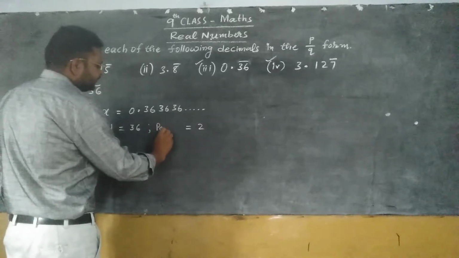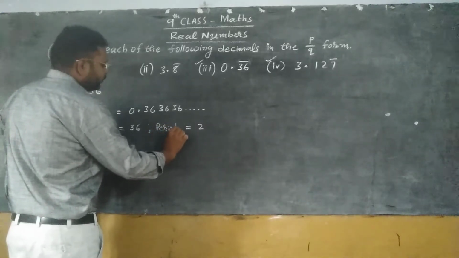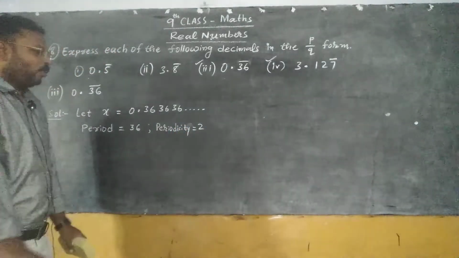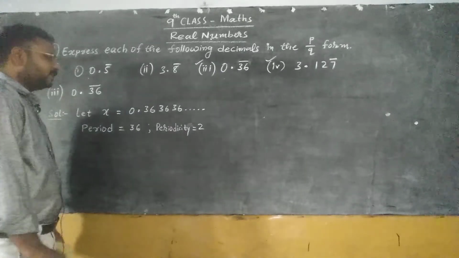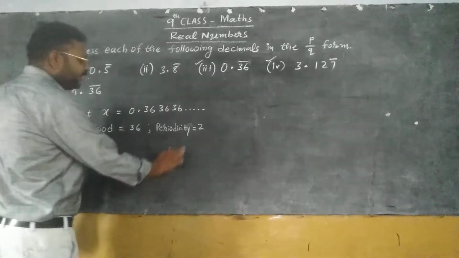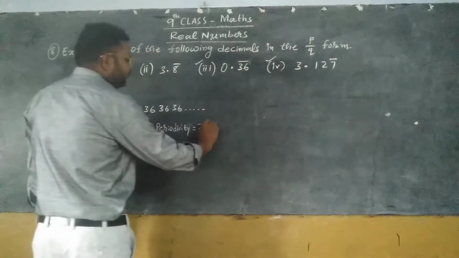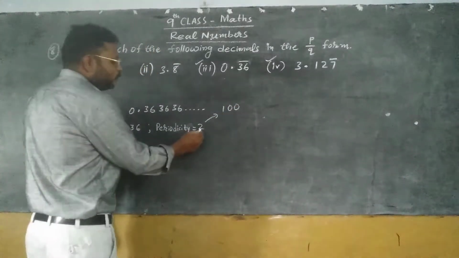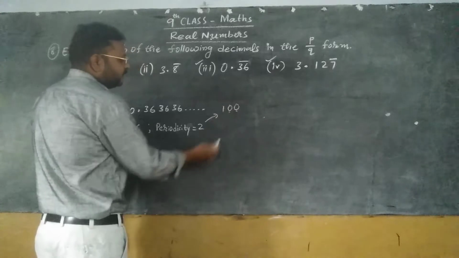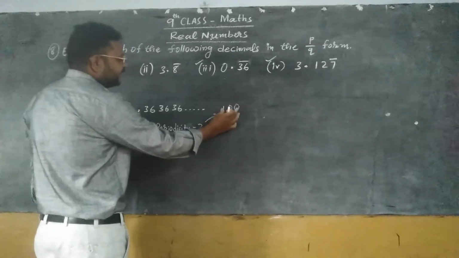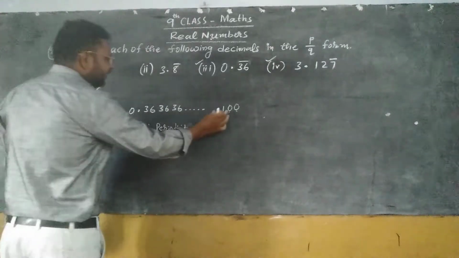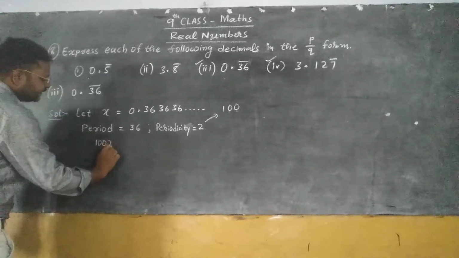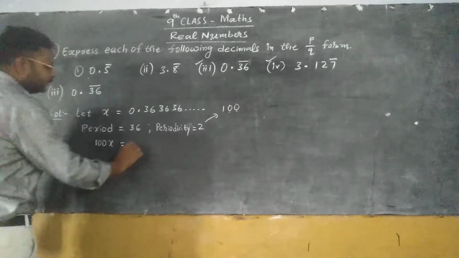That is called periodicity. What do we call it? Periodicity. So how much is it? 2 is the periodicity. So if periodicity is 2, you take the number 100, because 2 means 2 zeros. The number with 2 zeros is 100. So you take the number 100 multiplied by x.